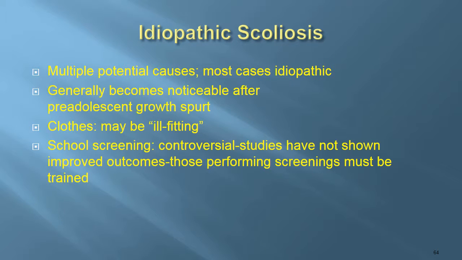Scoliosis has multiple potential causes, but most cases are idiopathic in nature. It generally becomes noticeable after the pre-adolescent growth spurt. Clothes may be ill-fitting. The use of school screening is controversial. Studies have not shown improved outcomes because those performing the screenings must be trained. They must have consistent and proper training.